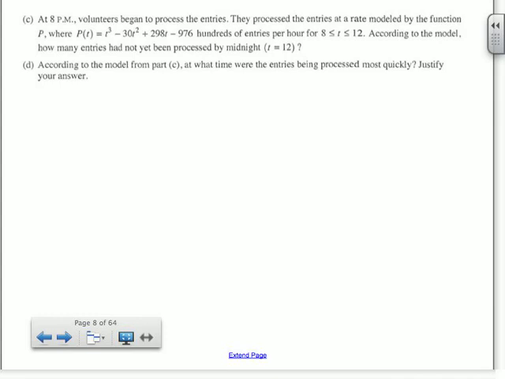Okay, so C. At 8 p.m., volunteers began to process the entries. They processed the entries at a rate modeled by the function p, where p of t equals t cubed minus 30t squared plus 298t minus 976, hundreds of entries per hour between 8 and 12 hours. So they started at 8 p.m. According to the model, how many entries had not yet been processed by midnight? So t equals 12.